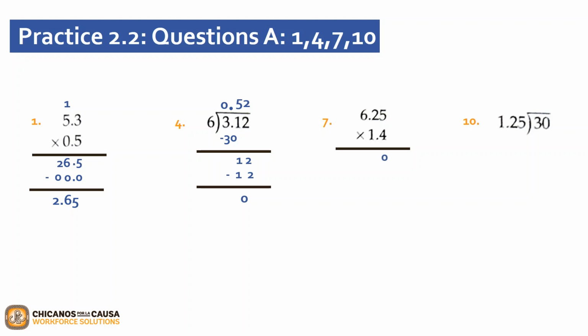Next problem. We have 6.25 times 1.4. So let's quickly work through it. Starting at the bottom right corner, we have 4 times 5, which gives us 20. So we're going to put a 0 and then carry over our 2. 4 times 2 gives us 8, plus 2 gives us 10. So we're going to carry over another 1. 6 times 4 is 24, plus 1, of course, is 25.